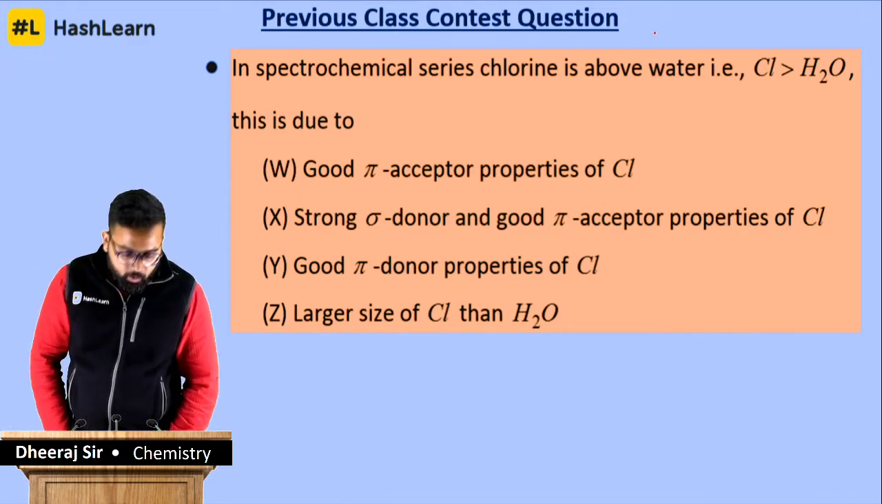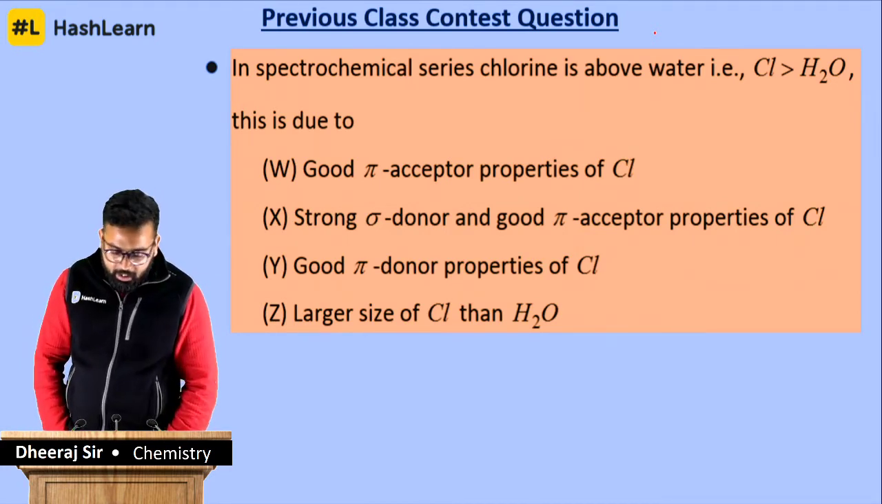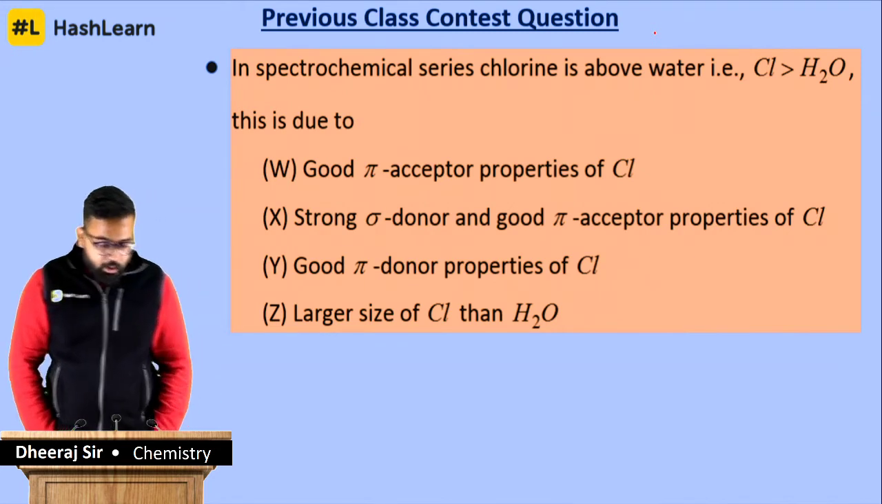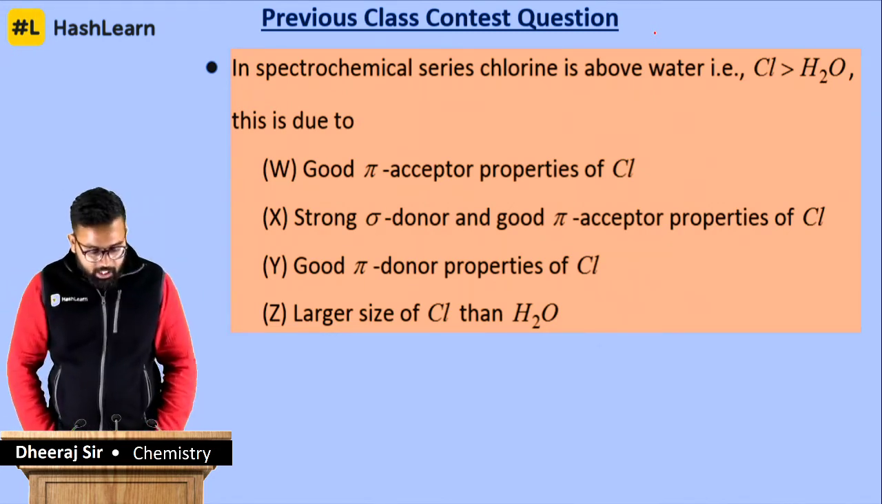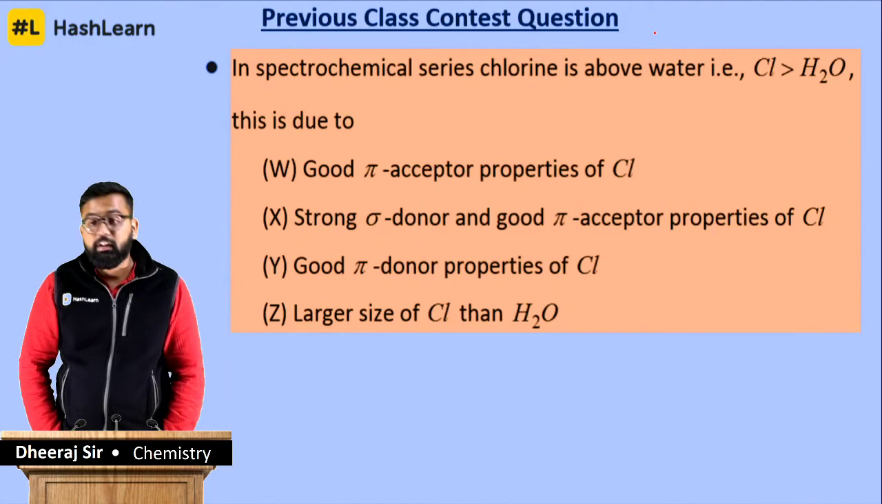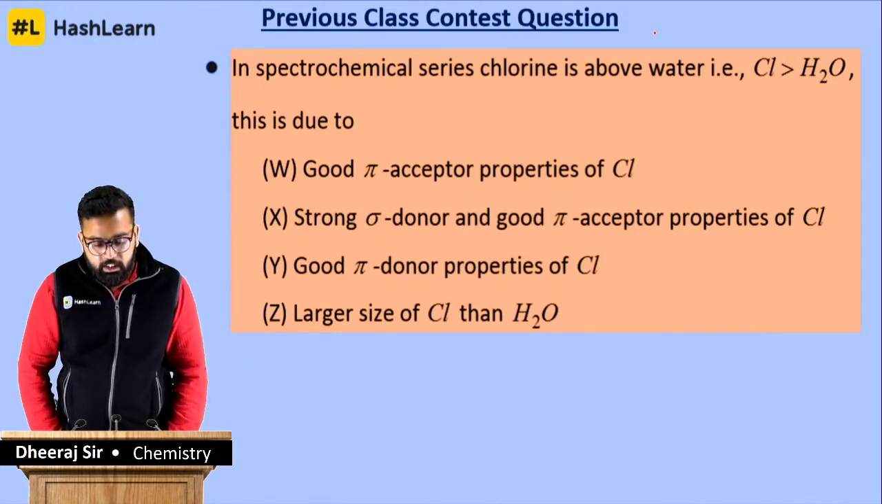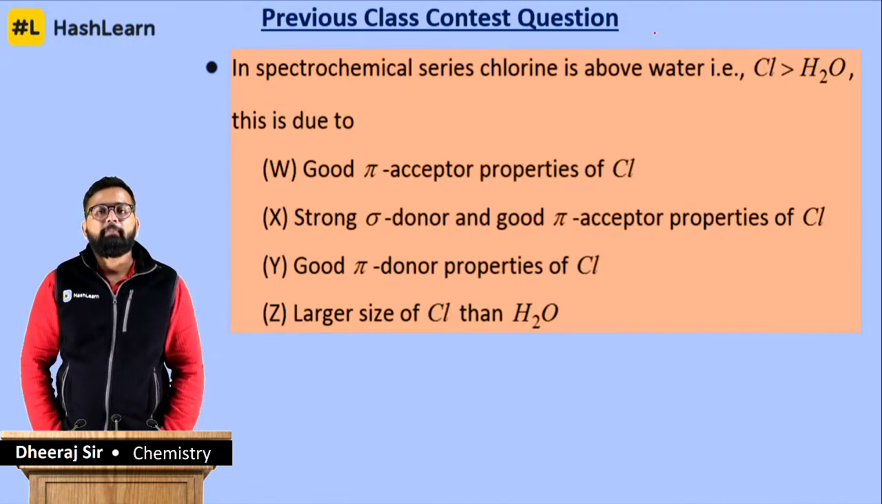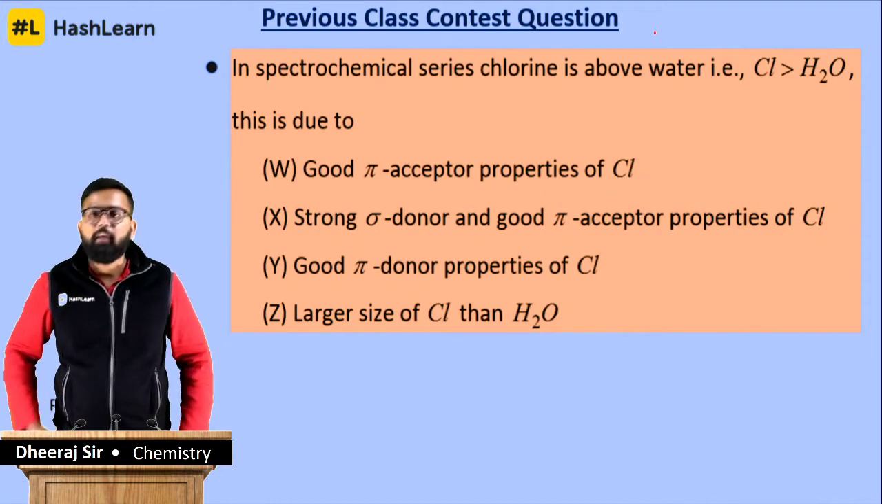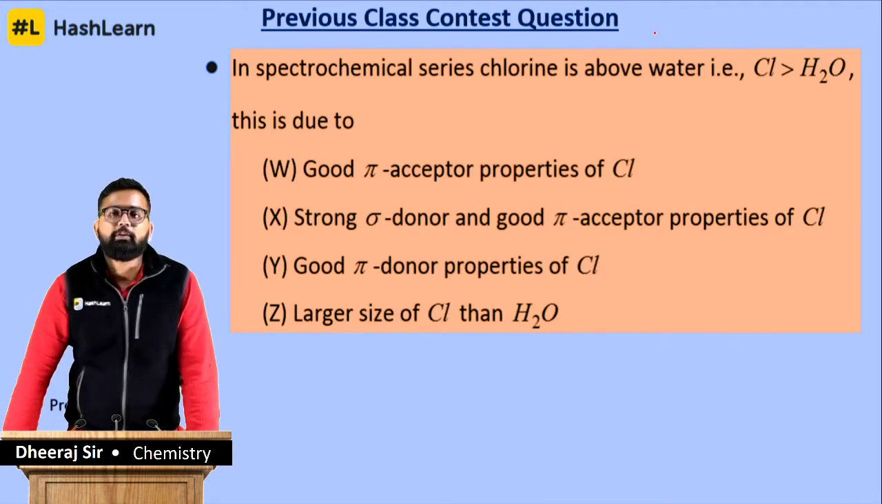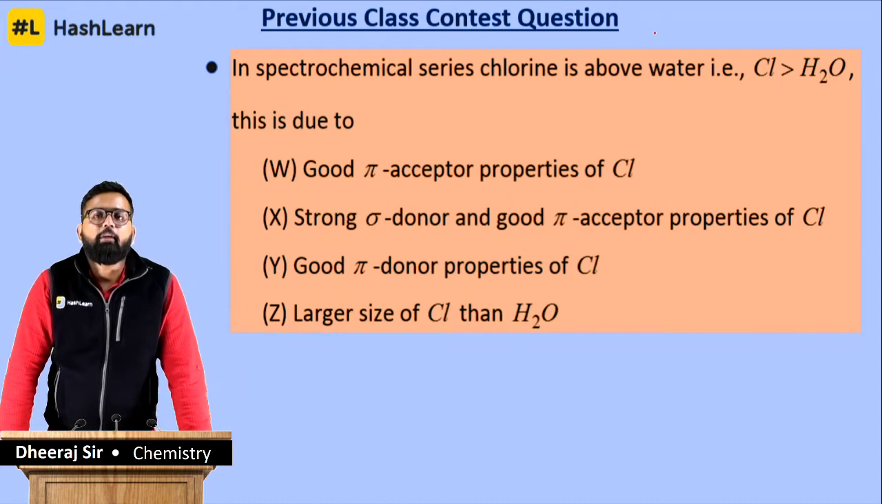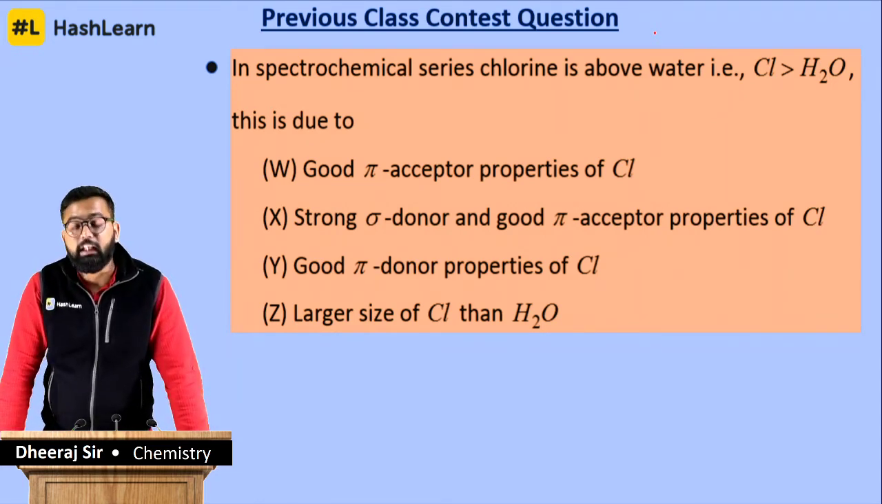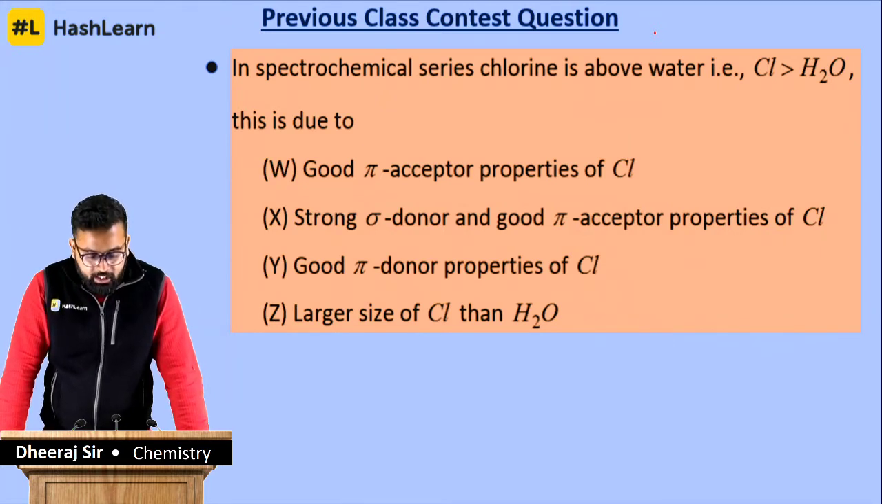So the answer was strong sigma donor and good pi acceptor properties of Cl. Think, what is the spectrochemical series arranged on? The spectrochemical series is arranged based on a ligand's capacity to split the d orbitals into two different levels. The larger the splitting, the better it is as a ligand. So based on that, it has to be a very clear cut answer.